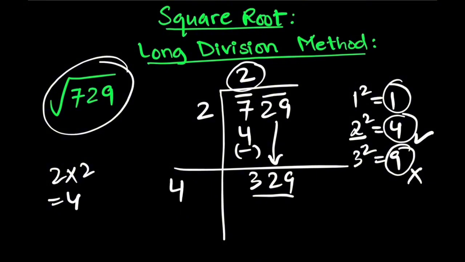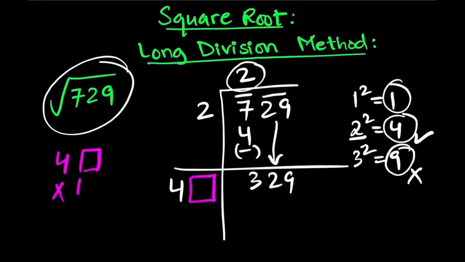So write 4 here. Now the next step is to do the trial and error method. Now there is a number after 4 which when multiplied with itself either gives 329 or less than 329. So now let's find the number in the box. So 4 box times box. Both the numbers in the box must be the same. So let's try with 1. 1 times 1 is 1. 1 times 4 is 4. Since 41 is far less compared to 329, let's try with a different number.